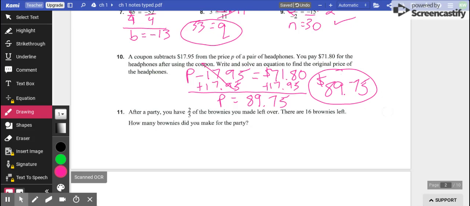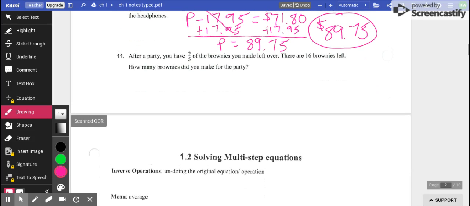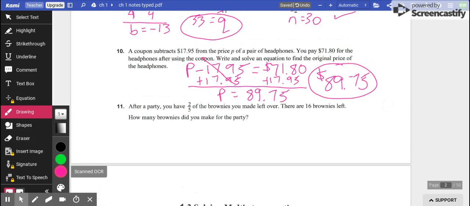All right. We have one more problem for chapter 1.1, solving our single-step equations. So for this last one, it says after a party, you have 2/5 of the brownies you made left over. There are 16 brownies left. How many brownies did you make for the party? So go ahead and pause the video, see if you can set up this equation. Once you've got it, check back in and see how you did.